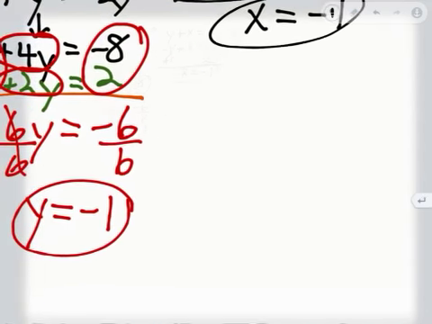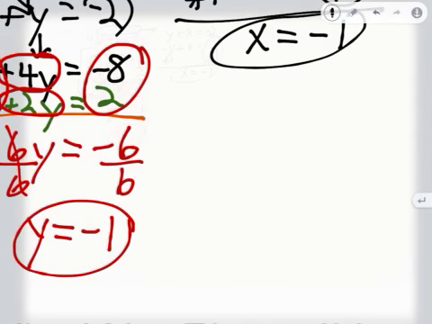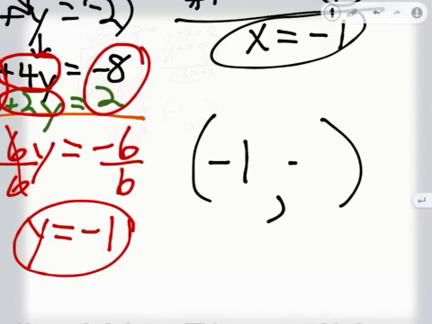So if I write my answer in coordinate pair format, x is negative 1 and y is also negative 1. There's my answer.